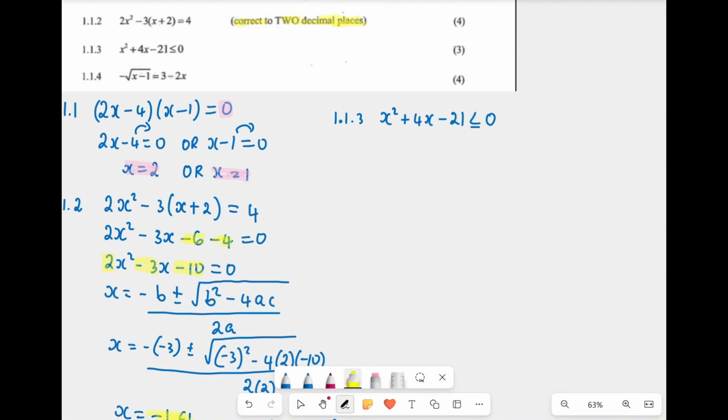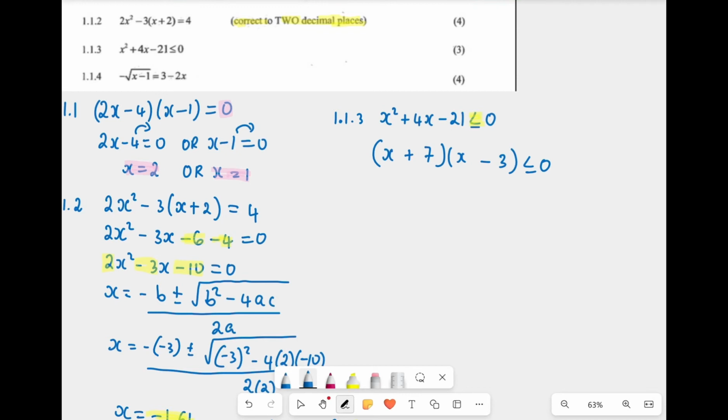We are dealing with an inequality. Less than 0 means your function is below the x-axis, or it is negative. We are looking for factors of 21 that I will subtract and get 4. It will be 7 and 3. So the signs are different, and the bigger number will go with the middle term. So we have (x + 7)(x − 3) ≤ 0.